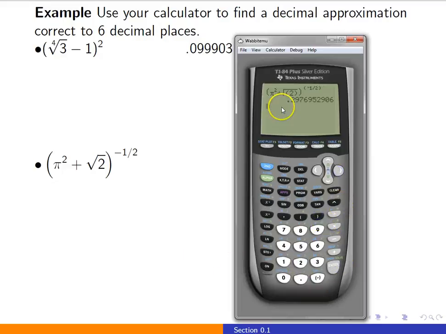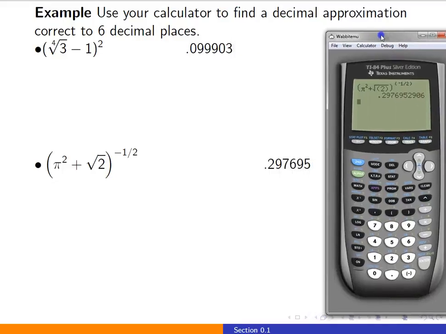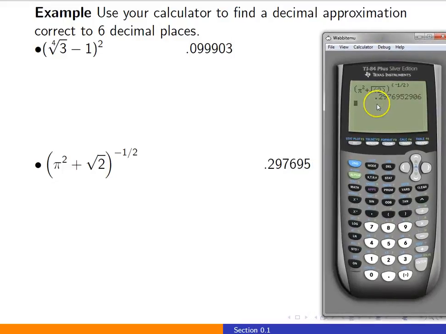Now when I hit enter, we get the following decimal approximation, and correct to 6 decimal places. 1, 2, 3, 4, 5, 6 is a 5. That next decimal place is a 2, so we leave it as a 5. 0.297695.